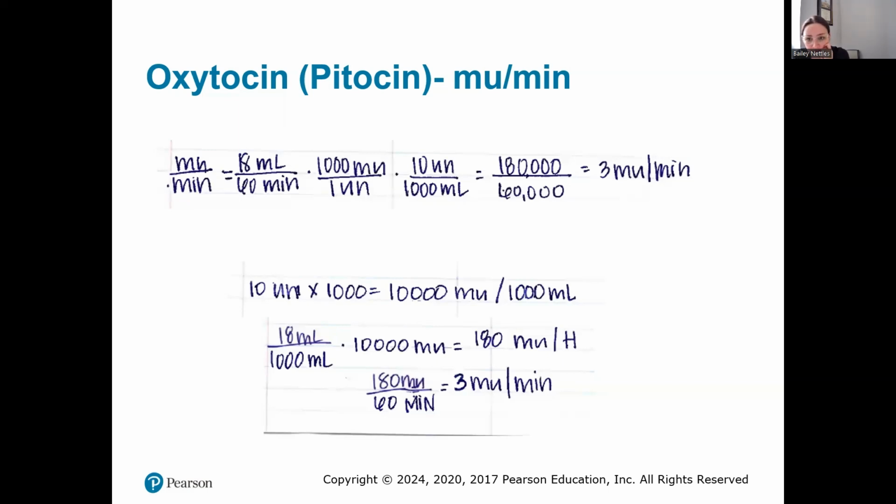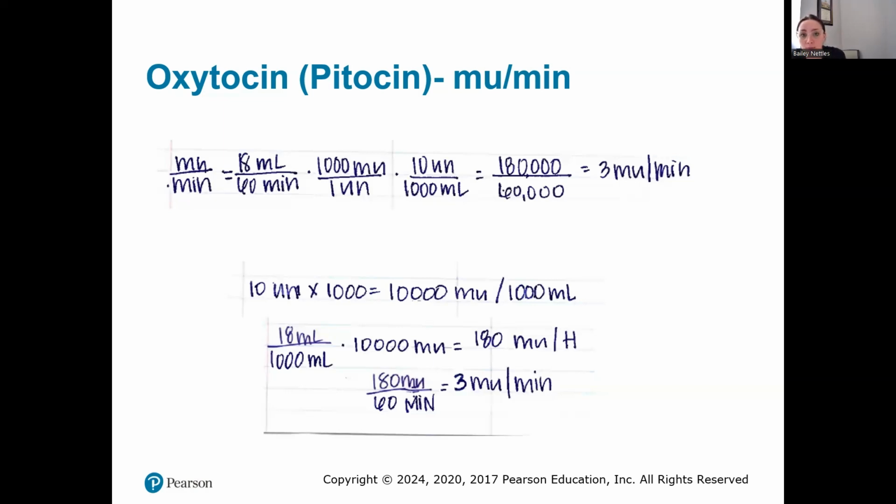Okay, multiplied by 10,000 microunits, and then I get 180 per hour. But I want this per minute, so I'm going to divide by 60 and I get 3. The reason you have to do it like this is because there is no other microunits to put under here because you don't know them. That's what you're searching for.